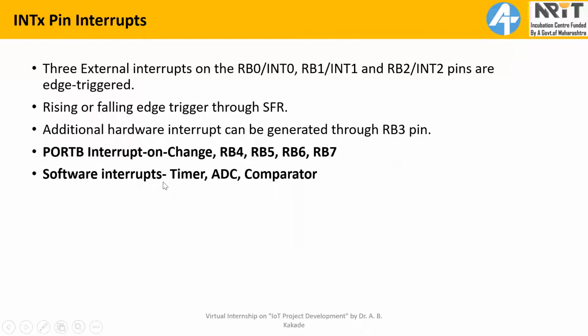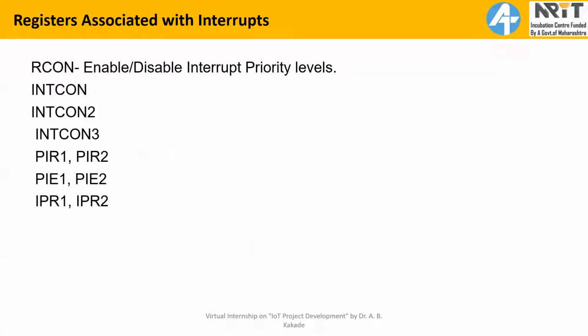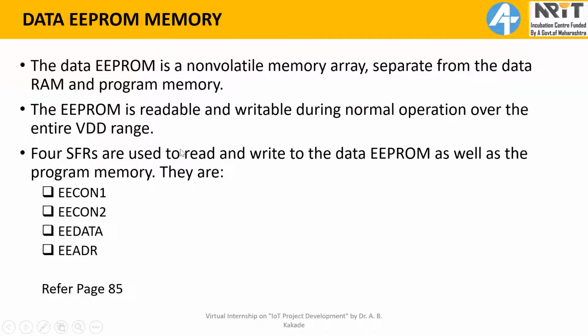Interrupts are of hardware type and software type. Software interrupts are interrupts generated through a timer, ADC, or comparator. These interrupts are called software interrupts. And the external devices which use a signal for interrupt operation are called hardware interrupts. The registers associated with the interrupt module are the RCON register. There is one bit with the help of which we can enable or disable priority levels. Other registers are INTCON, INTCON2, and INTCON3. We'll discuss these registers quickly.